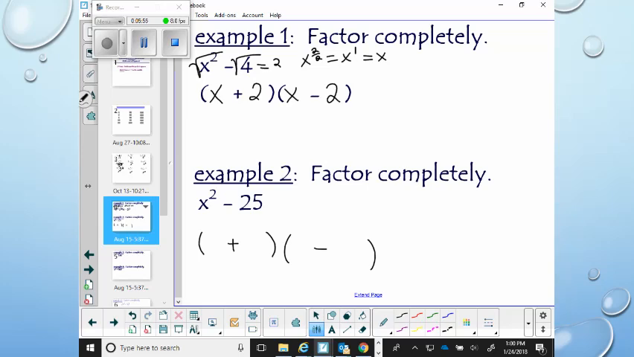So set up your parentheses. Right. What is the square root of x squared? X. That goes here. That goes here.